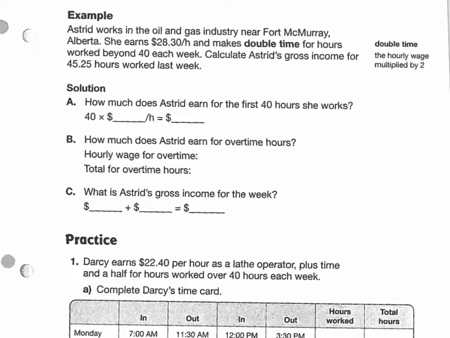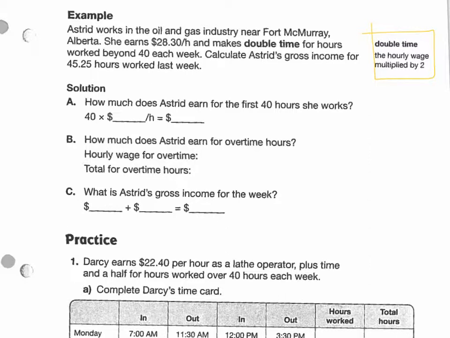Here's another one. Astrid works in the oil and gas industry near Fort McMurray. She earns $28.30 per hour and makes double time for hours worked beyond 40 each week. Calculate her gross income for 45.25 hours worked last week. Well, double time is the hourly wage multiplied by 2. So in some instances, like when you work on a stat holiday, you might get paid double time. So let's calculate the gross income.